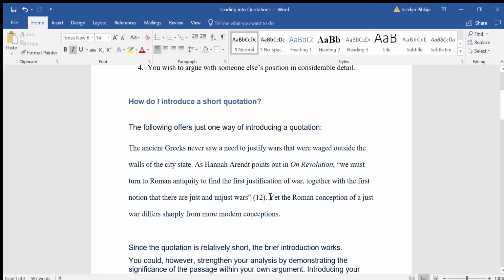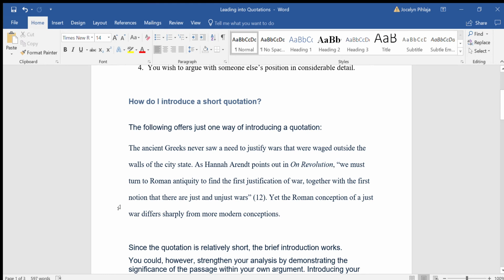Please note that the writer here doesn't then just leave the quote kind of hanging like, I gave you some words, tra-la-la, moving on. In fact, the writer takes a moment. You've got to linger for a moment and kind of talk about the information in the quote. So you've got to help make sense of the quotation. So yet the Roman conception of a just war differs sharply from more modern conceptions.